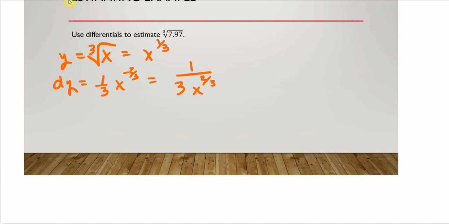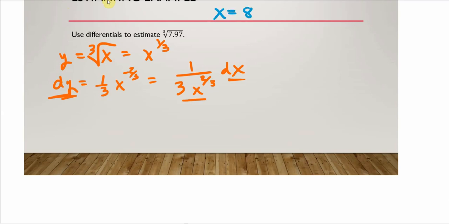So this, oops, but I took the derivative with respect to x, so I need to put a dx. Now the dy is dependent on the x and the dx. And now you're looking at this and saying, sir, I still don't know what to do. Well, what you need to understand is you're going to choose something for x, something that we know. So I'm going to say that x is going to equal 8.